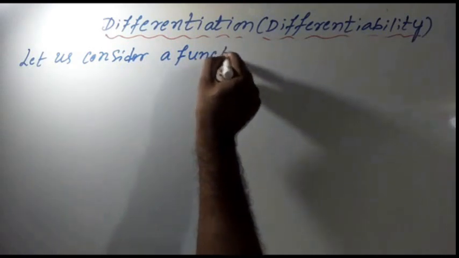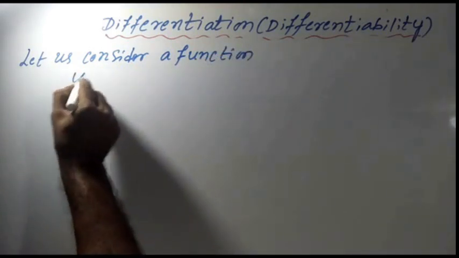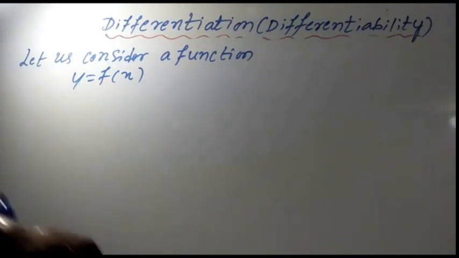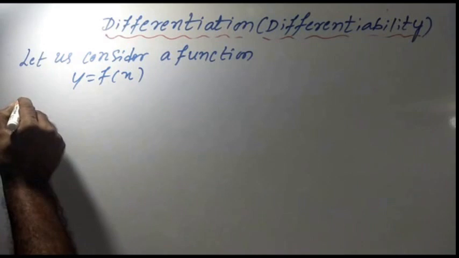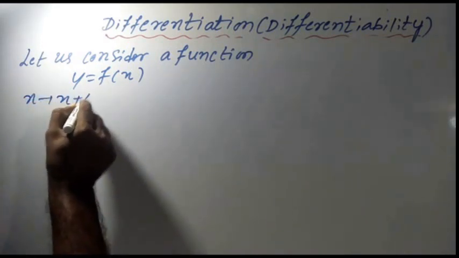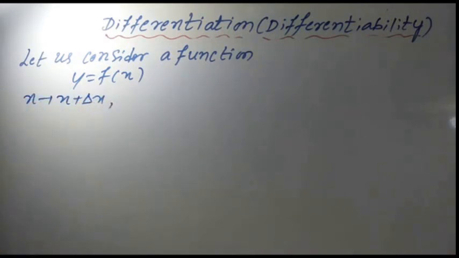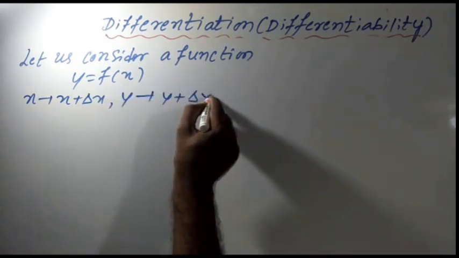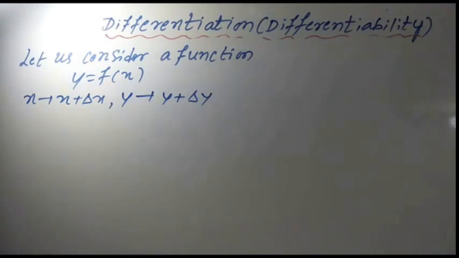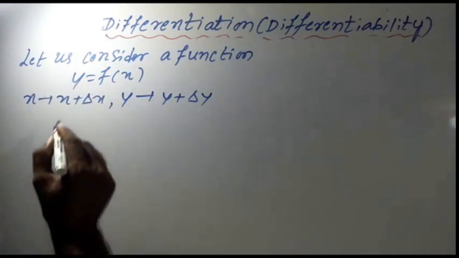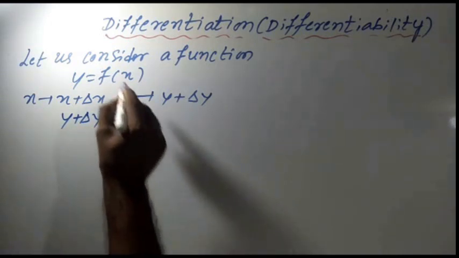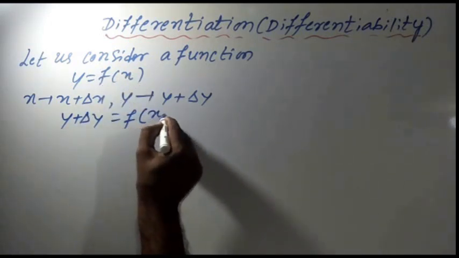Let us consider a function y is equal to f of x. Suppose in this graph x changes to x plus delta x and the corresponding change in y changes to y plus delta y. Then y is equal to f of x becomes, in place of y put y plus delta y, is equal to f of, in place of x put x plus delta x.